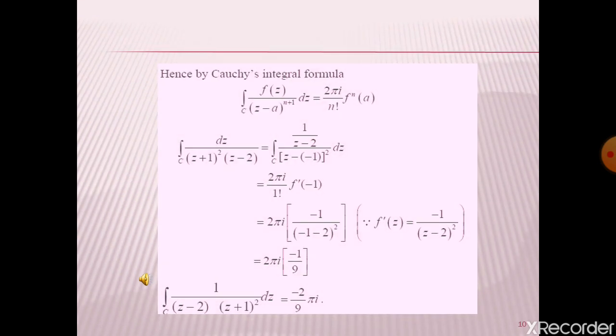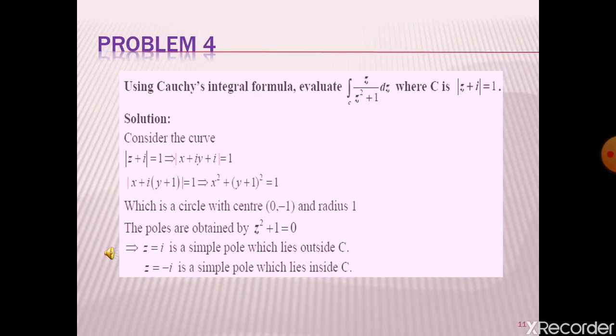Hence, by Cauchy's integral formula, we have the integral over C of f(z)/(z - a)^(n+1) dz equal to 2πi / n! times f^(n)(a). So the integral over C of dz/((z + 1)²(z - 2)) can be written as the integral over C of (1/(z - 2)) / (z - (-1))² dz. So for this we have 2πi / 1! times f'(-1), and calculating f'(-1) we have -1/9. So the given integral gives -2/9 πi.